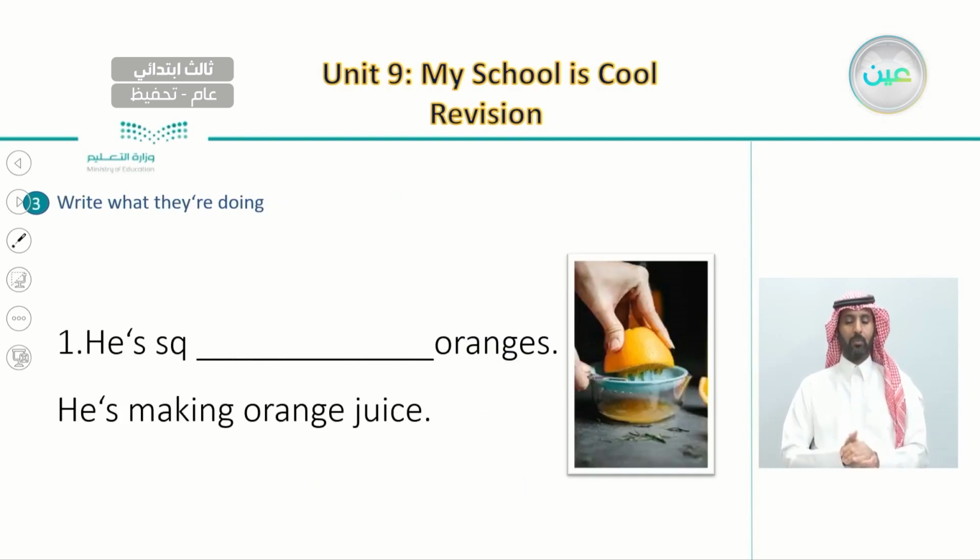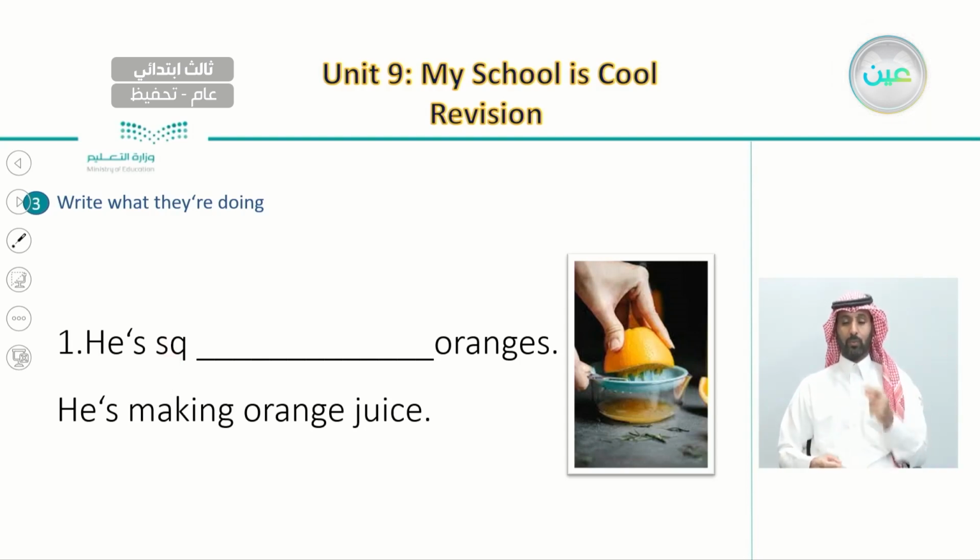Now, let us move on to the third one. Here in number 3, we need to write what they are doing. So in your books, on page 72, you can look at these different pictures. I would like you to have a look at them and then tell me what they are doing. For example, this picture here. What do you think this man is doing? He is doing something that starts with S and Q.